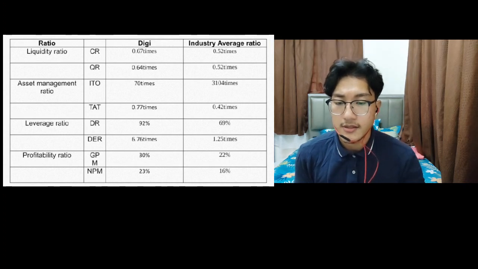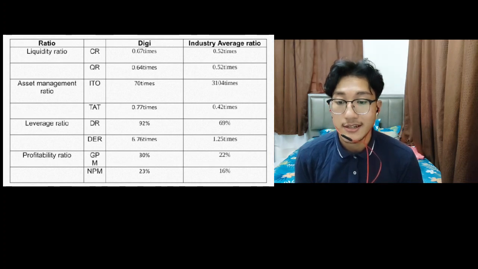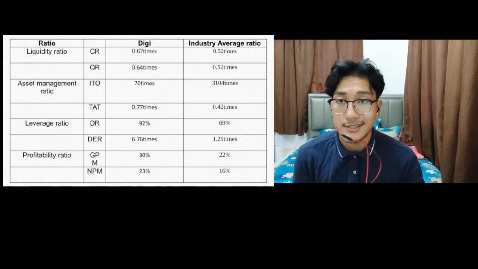Role of the inventory management to generate sales for the Digi company is less efficient than Maxis. Therefore, for the Digi company to sell products, roll back the inventory and replace the stocks of goods soon in 2019 was less successful than Maxis.